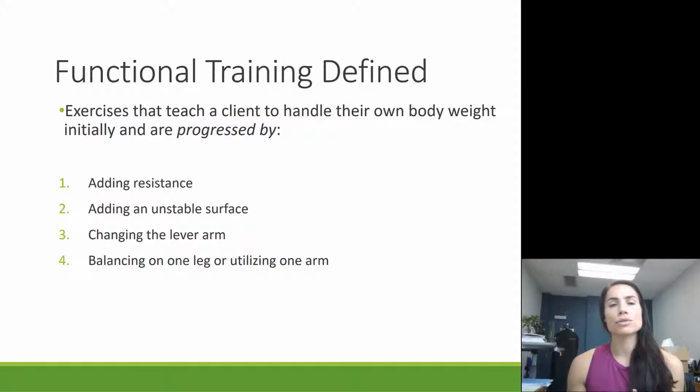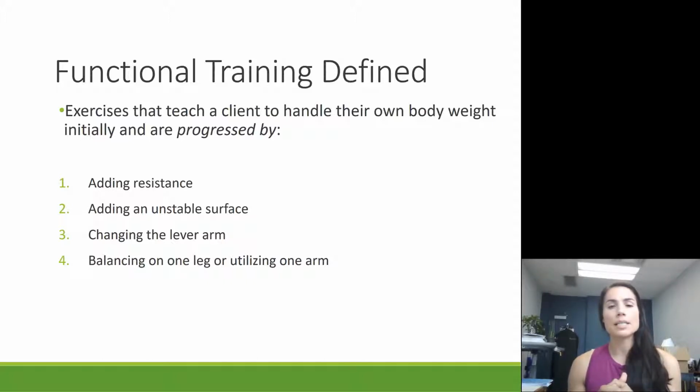So when we start to introduce functional training to our clients, it's really important that we start with body weight and then we progress. Okay, and here's some ways that you can actually progress. You can progress by adding resistance. You can progress by adding unstable surfaces, so that can be things like Bosu balls or Airex pads. You can progress by changing the lever arm.